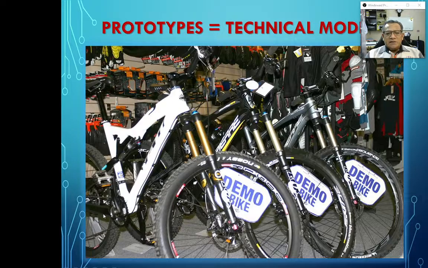Okay, this could be your prototype of the technical model. This is what they call a demonstration bike or demo bike, right? That could be your prototype.